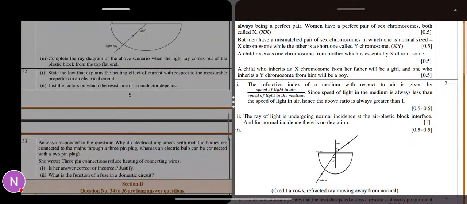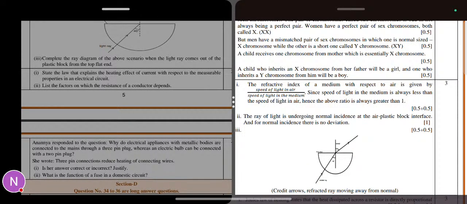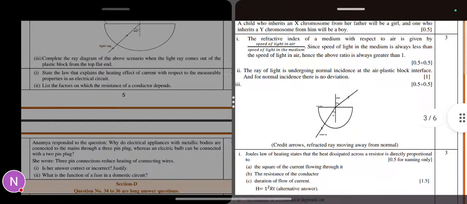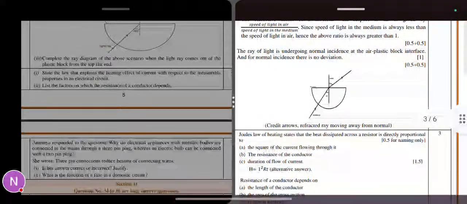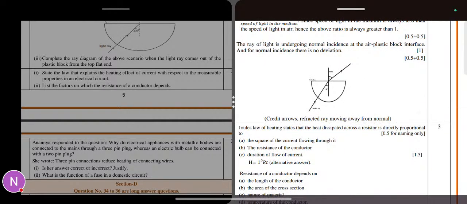Next, here the second question. First question they asked, state the law that explains the heating effect of current with respect to measurable properties in an electric circuit. Joule's law of heating states that the heat dissipated across a resistor is directly proportional to a) the square of the current flowing through it, b) the resistance of the conductor, c) the duration of flow of current.